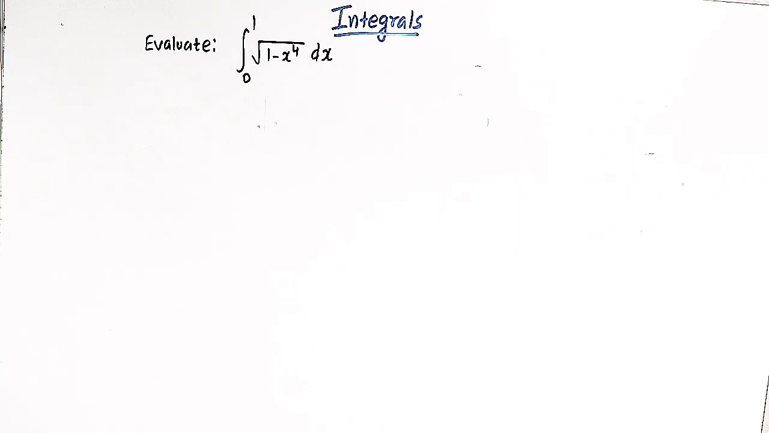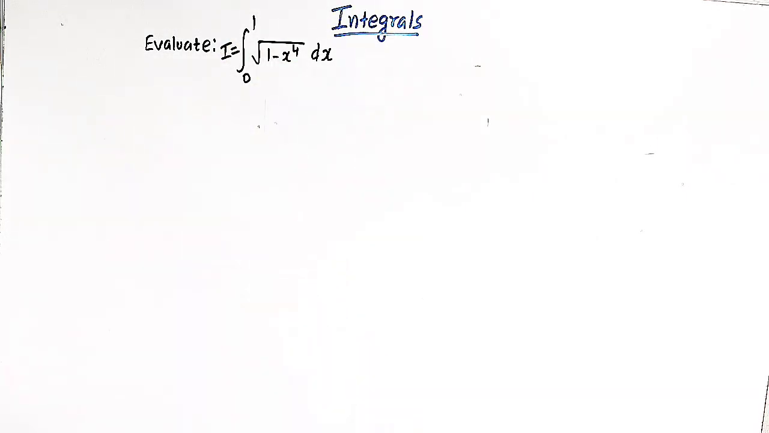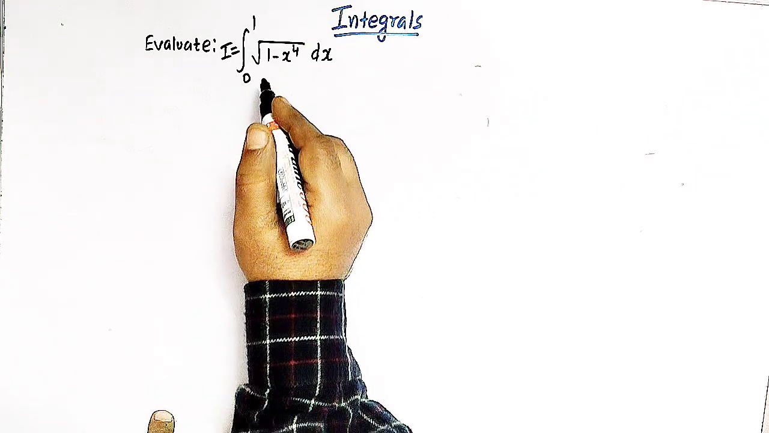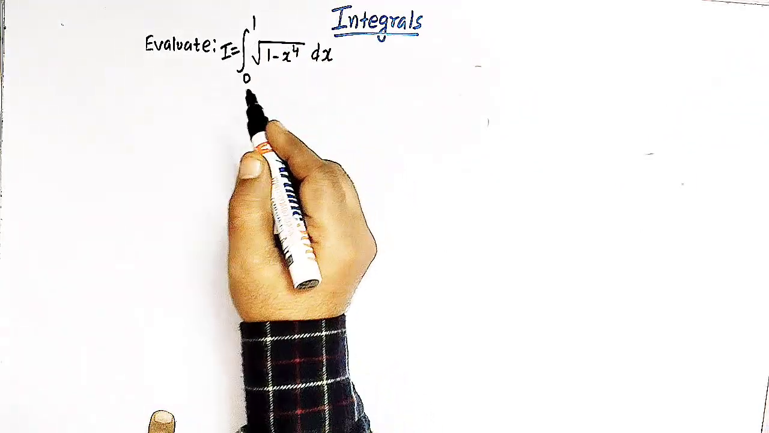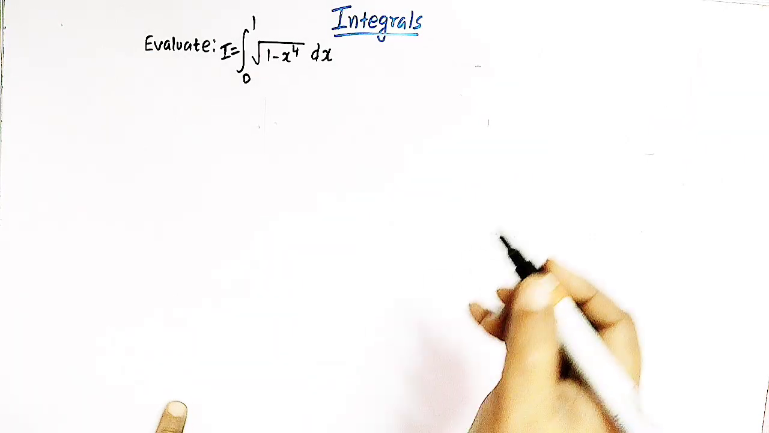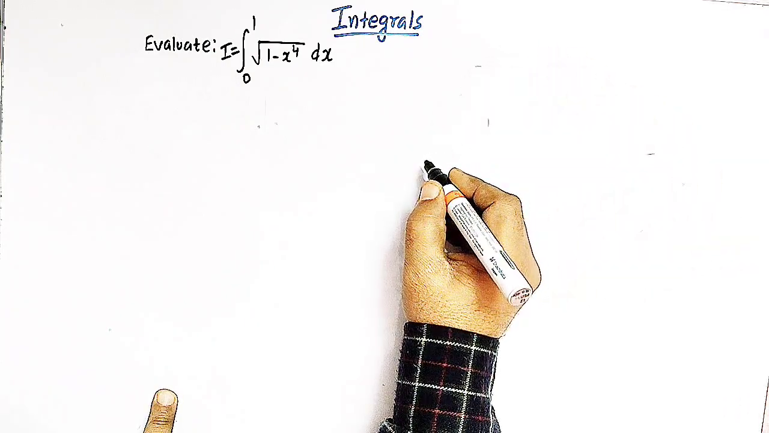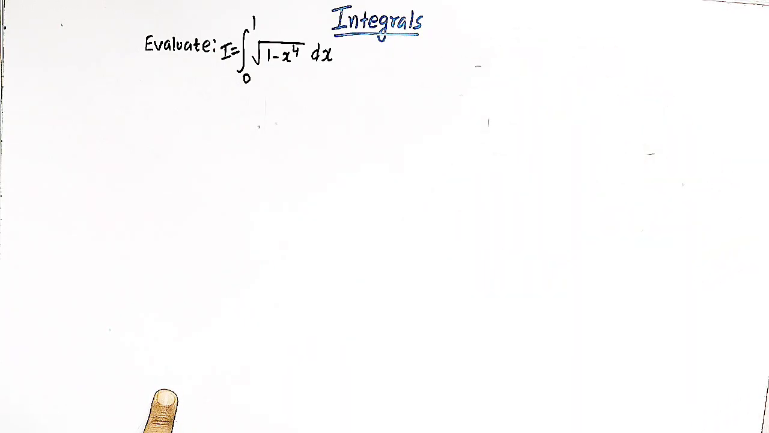Right? So let us start, and let us first call this integral I. And here let us briefly see the important results from beta and gamma functions which are going to be used while evaluating this integral. So here we are going to make use of the definition of beta integral, which is also known as beta function or Euler's integral of first kind.